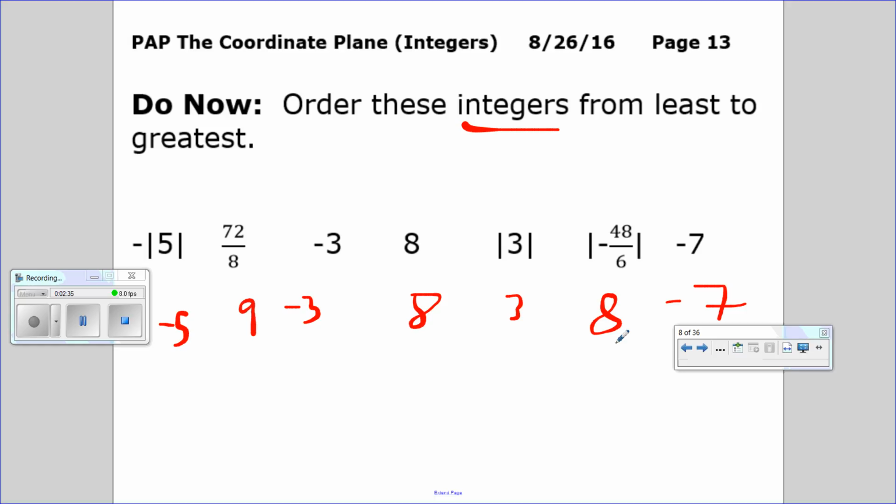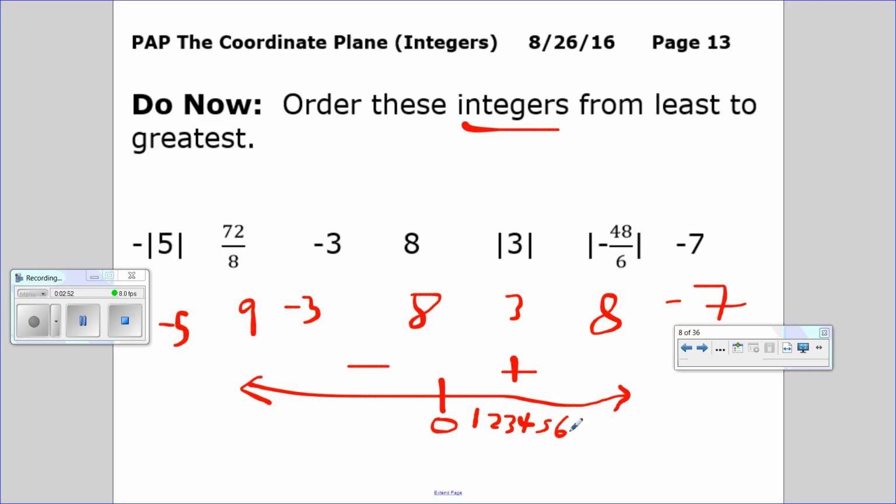Put them from least to greatest. If you want, it's your own preference, you can draw a number line. Here is 0. I know positives are on the right, negatives are on the left. This is 1, 2, 3, 4, 5, 6, 7, 8, 9. This is negative 1, negative 2. As you see, I'm getting smaller, getting away from 0. Negative 3, negative 4, negative 5, negative 6, and negative 7.